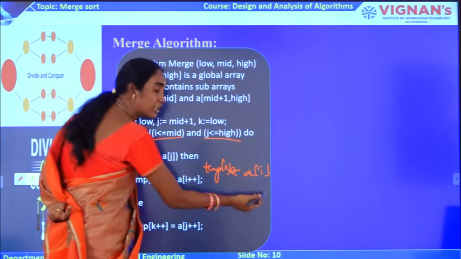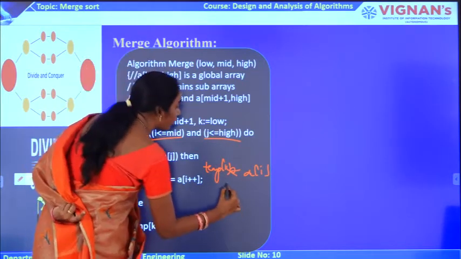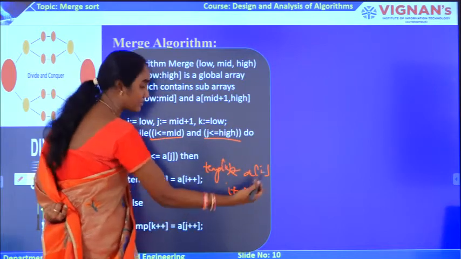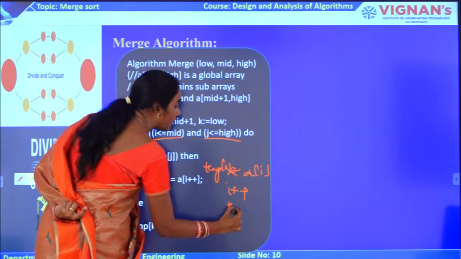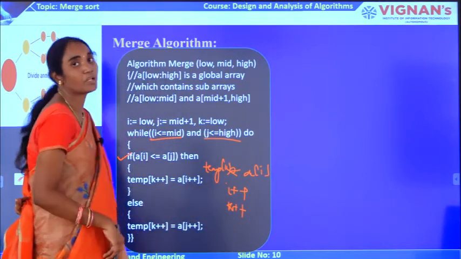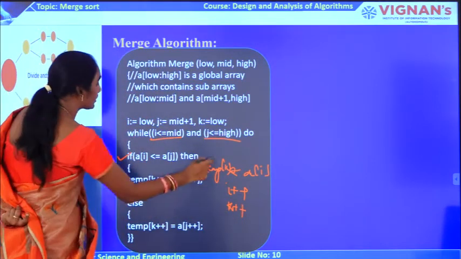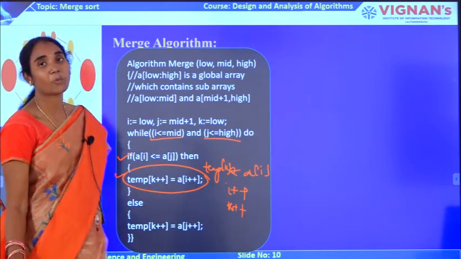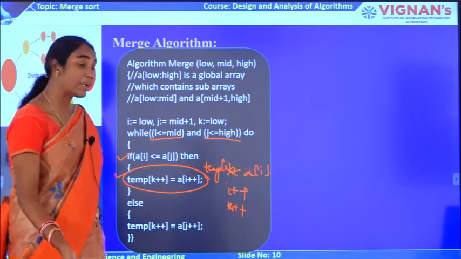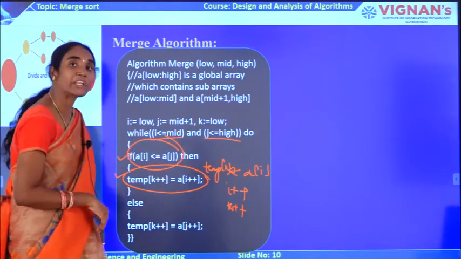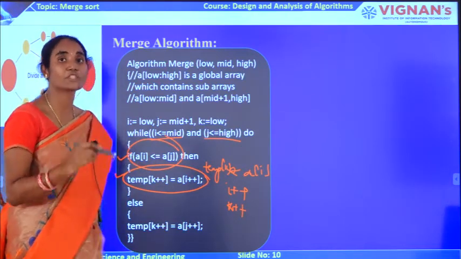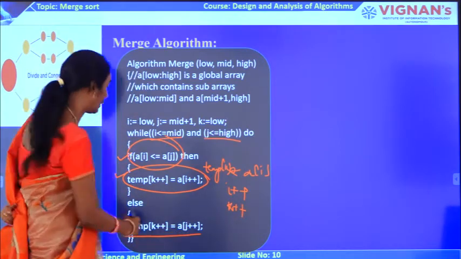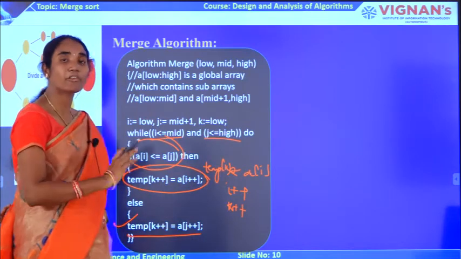Now after keeping the element, what are the two steps I need to do immediately? i plus plus, so that i points to the next element in the first sublist, and k plus plus, so that I can keep the next element in the temporary array. Those three steps I am showing combined in a single step, which is temp of k plus plus is equal to A of i plus plus. Otherwise, if this condition fails, what does it mean? A of j is the minimum element, so A of j I have to keep in the temporary array. So now temp of k plus plus is equal to A of j plus plus. So this is only about comparisons.